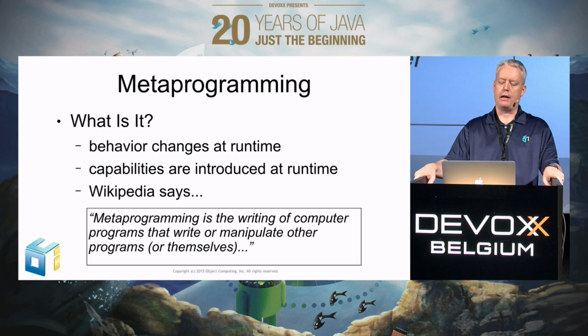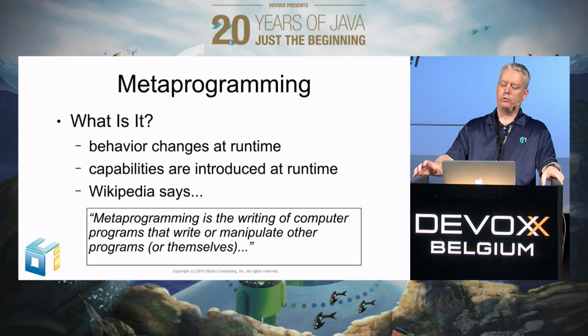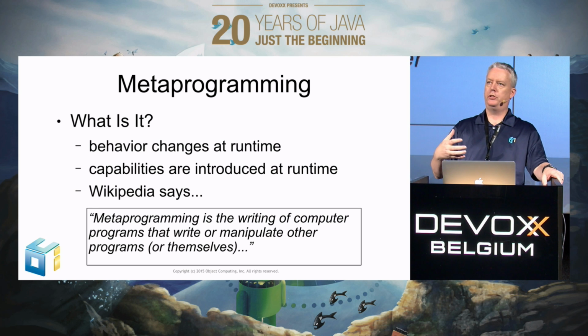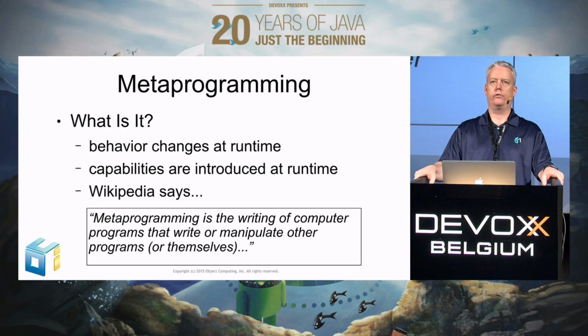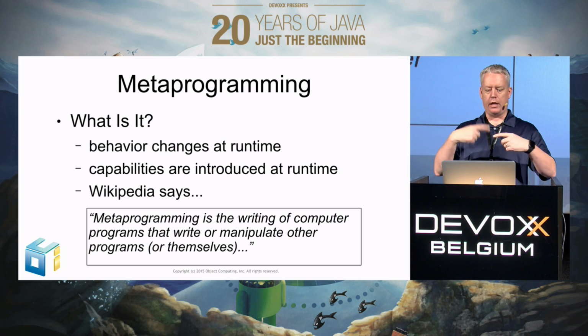But first, I'm going to talk about runtime metaprogramming. And runtime metaprogramming, at least what I mean when I say it here today, is a program modifying itself while it's running. So while the program is running, the program is modifying itself. So the program could be adding new methods to classes while the program is running.